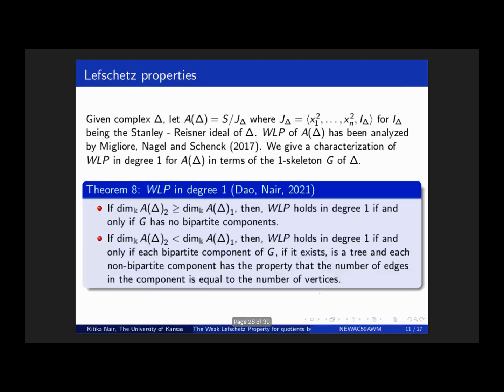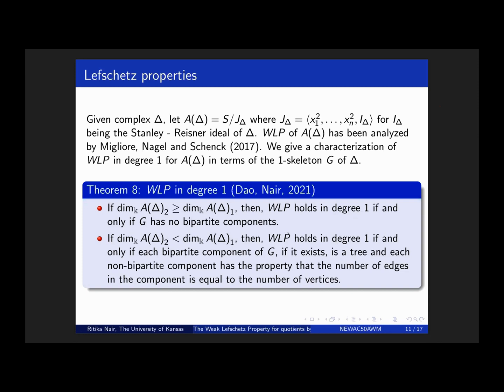And in the other way around, if the number of edges is less than the number of vertices, then we say that the Lefschetz property holds in degree 1 if and only if, if there is a bipartite component, it has to be a tree, or if there are non-bipartite components, all those non-bipartite components should satisfy the fact that the number of vertices in those components is equal to the number of edges in those components.